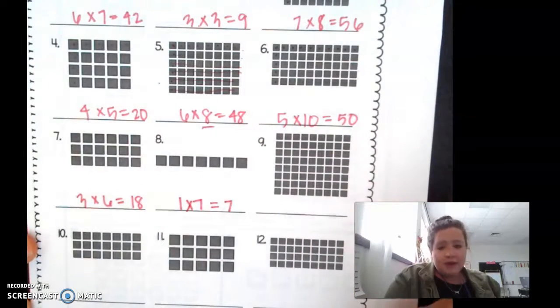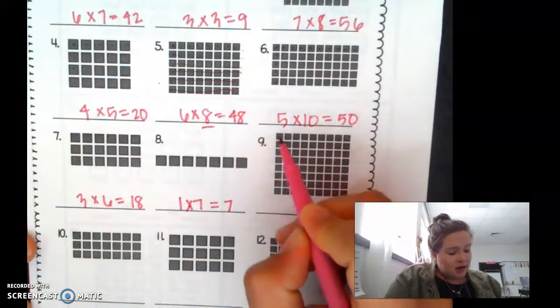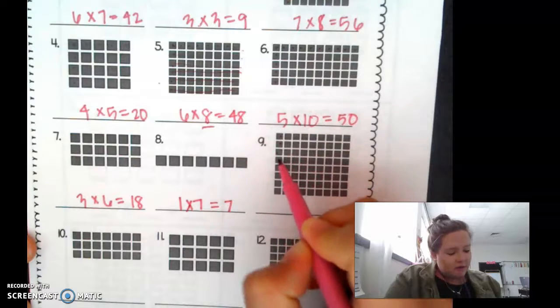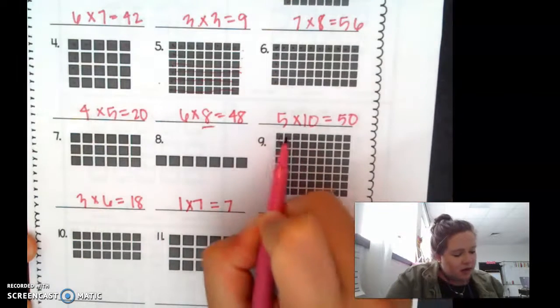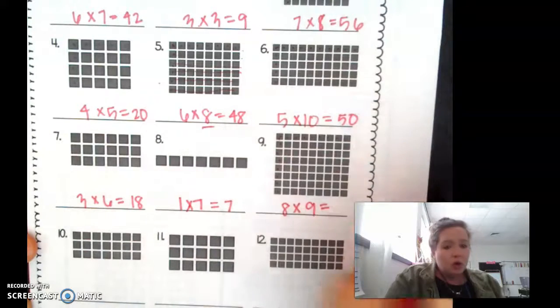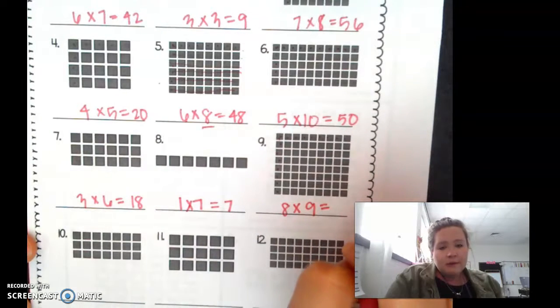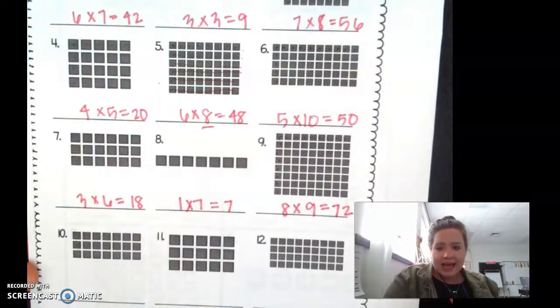Number 9. Good job. 1, 2, 3, 4, 5, 6, 7, 8. 8 rows times 1, 2, 3, 4, 5, 6, 7, 8, 9. 9 in each row. 9 times 7 equals 72. Beautiful job.